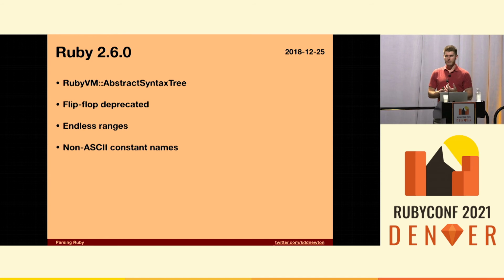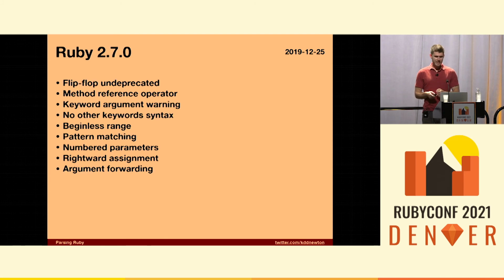It's another form of a parser that can be used, though it's unclear if it's going to be supported in the long term or how it's going to be supported. It might do some optimizations before it hands things back to you. Not entirely clear. Flip-flop is deprecated, much to the chagrin of flip-flop fans everywhere. 2.7, flip-flop is undeprecated, so it's okay.